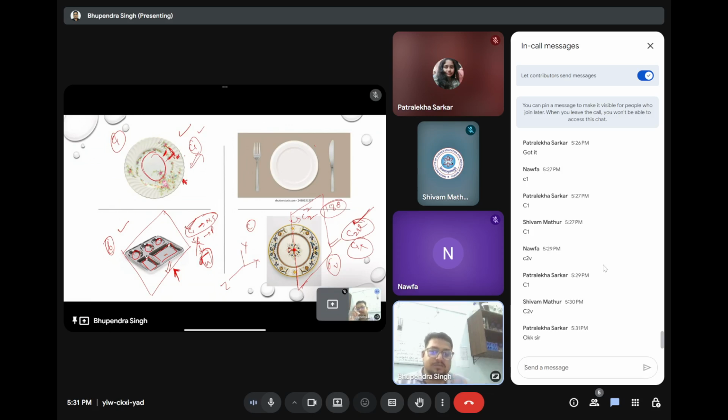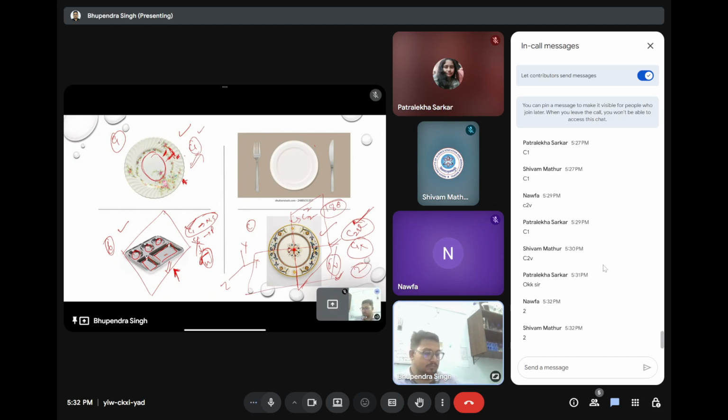Anyway, tell me how many C2s are present. How many sigma v's are present? Just tell me for this plate. Nafa is saying 2. Yes, one is this one and one is passing like this. Okay, two sigma v's are present.